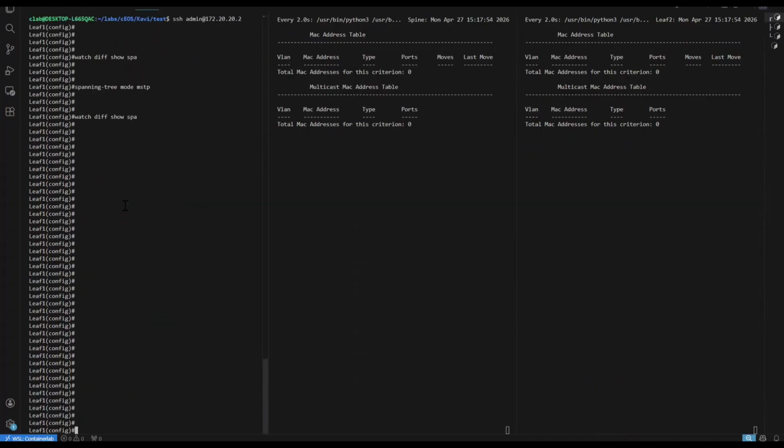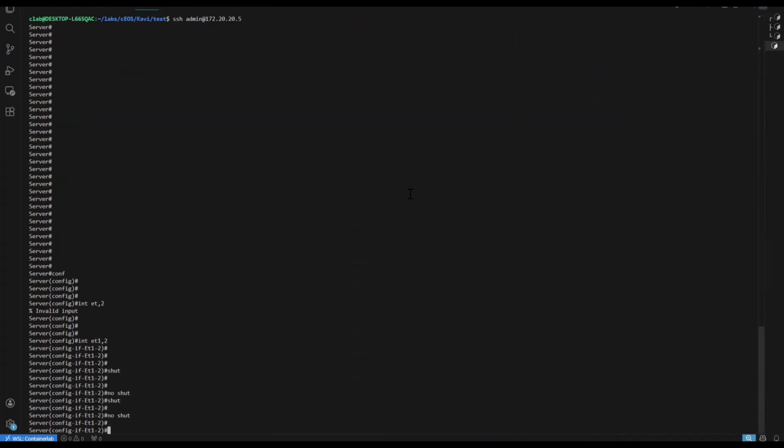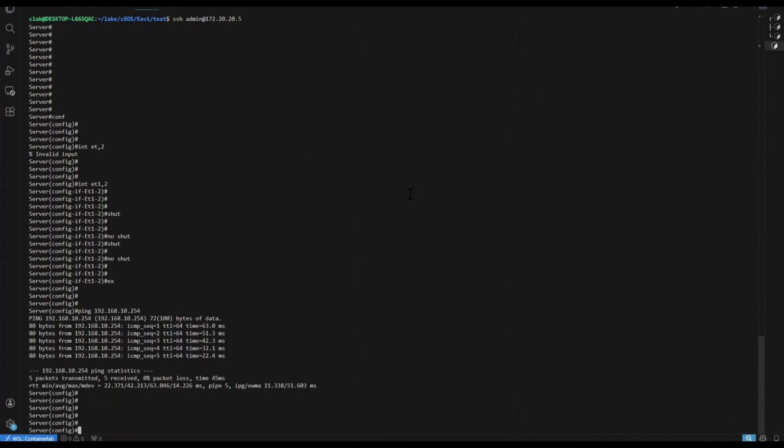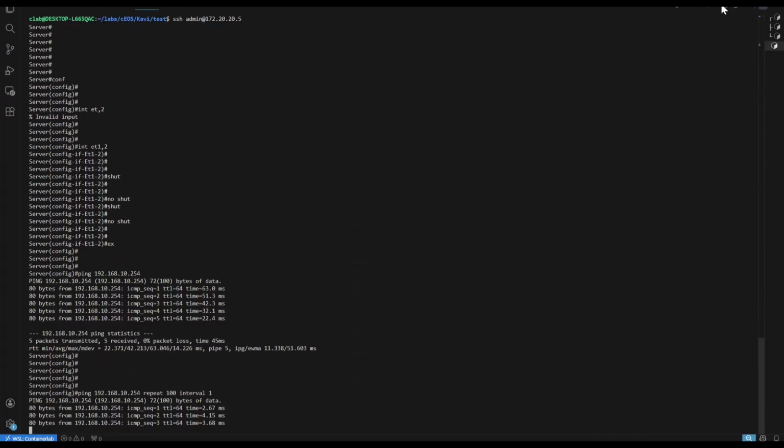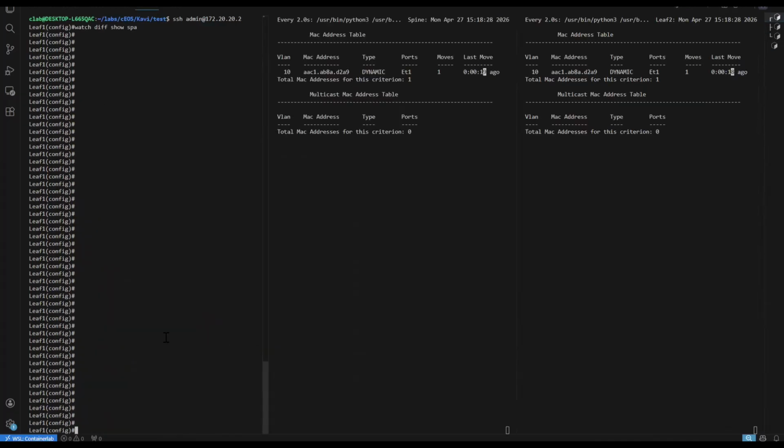Okay, right now what I'm going to do is start the ping from the server. So I'm going to say ping 192.168.10.254. This is the gateway for VLAN 10. I'm going to repeat this 100 times, with an interval of every 1 second. So pings are going.